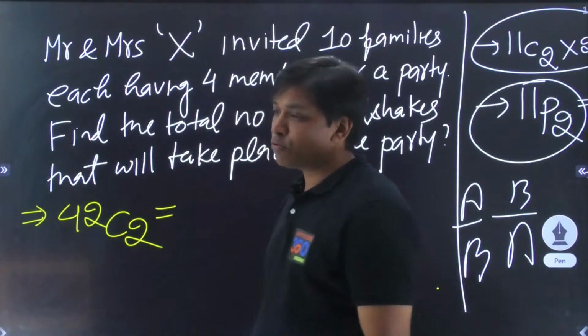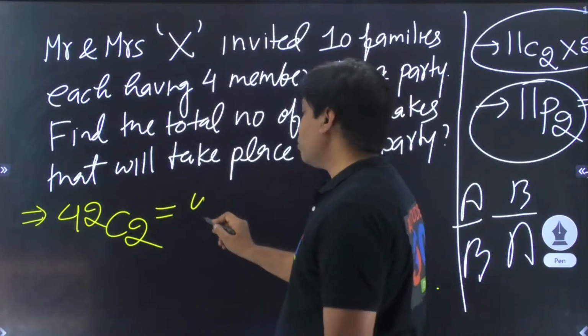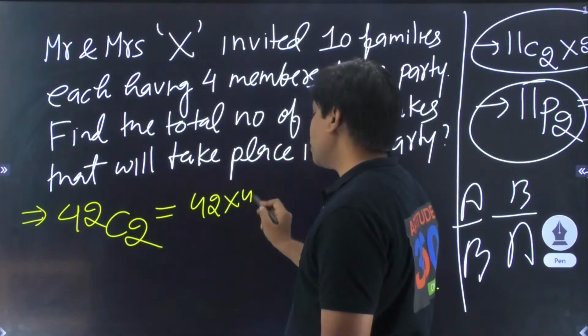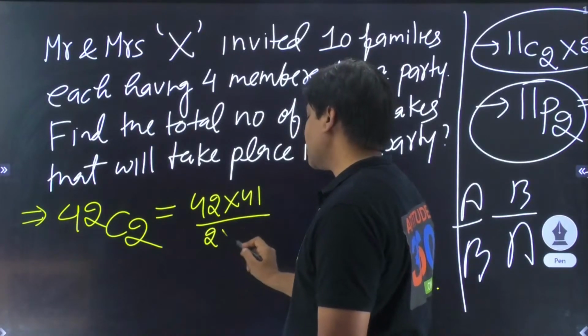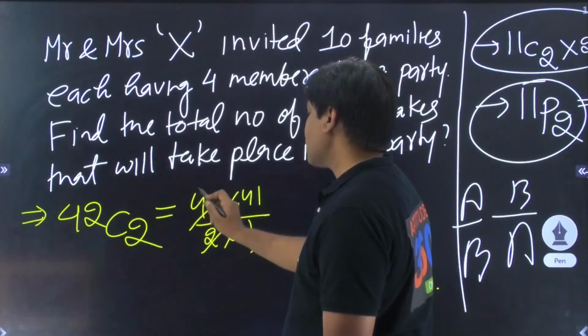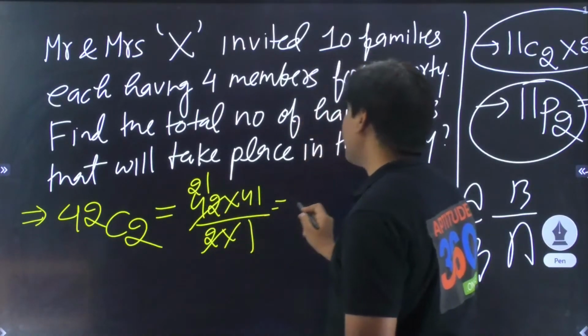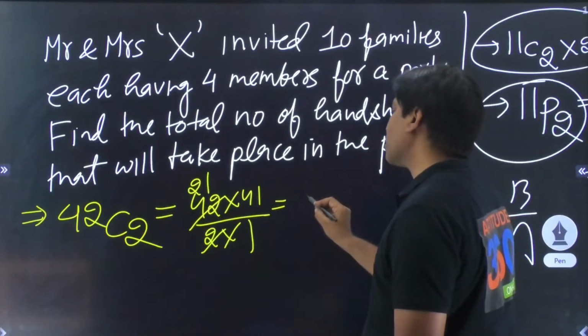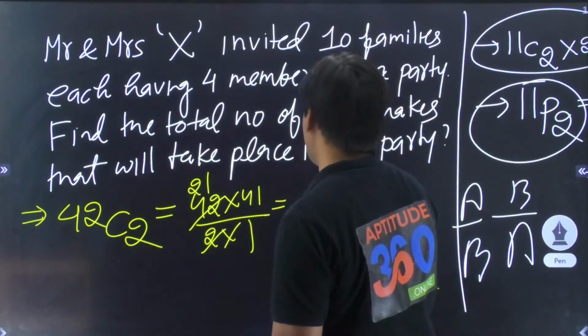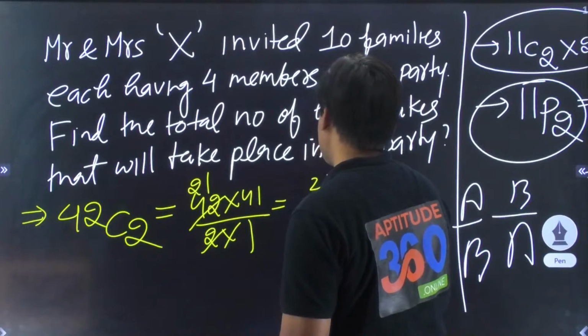क्या कर सकते हैं 42C2 का? 42 into 41 divided by 2 into 1. क्या ये बात आपको समझ में आई? So this is 21 into 41. So this is going to be what? 21 into 41. What is this answer?